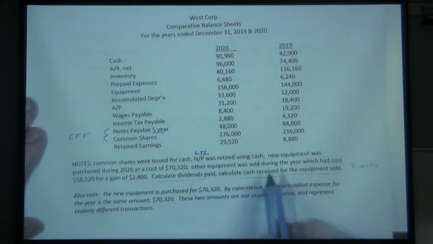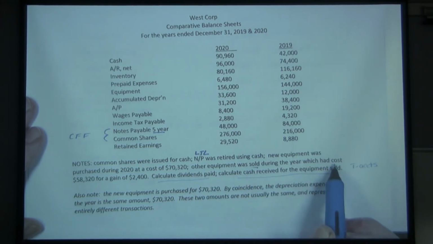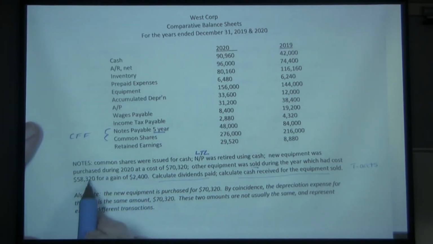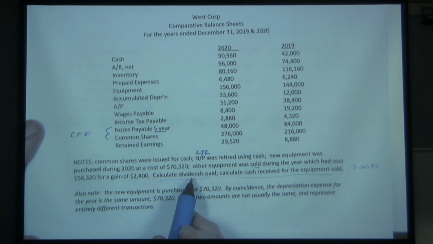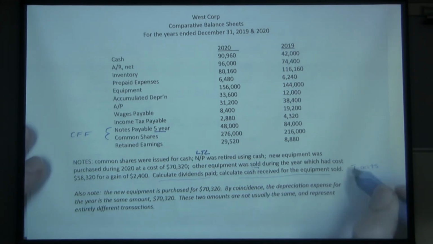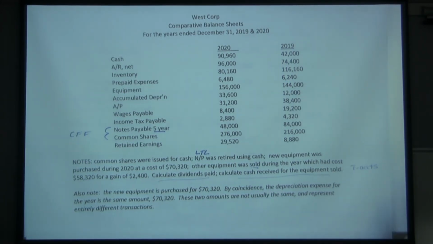Here's where we have to iron out a wrinkle. So other equipment was sold during the year. It had a cost of $58,000, so we have a buy and a sell. We know what the gain is, but we don't know what amount of cash we got for that equipment, so we have to figure that out. We have to figure out dividends paid, and here we have to figure out how much cash we got for the equipment sold. So to do that, we have to jot down a couple of T accounts. Okay, let's begin our statement of cash flows.